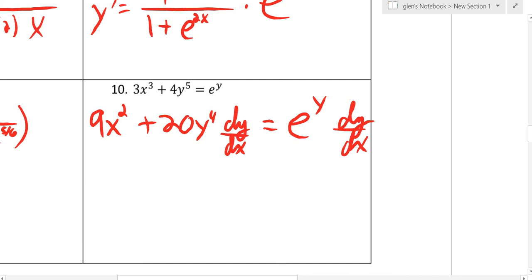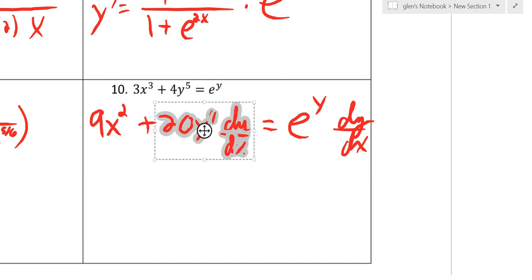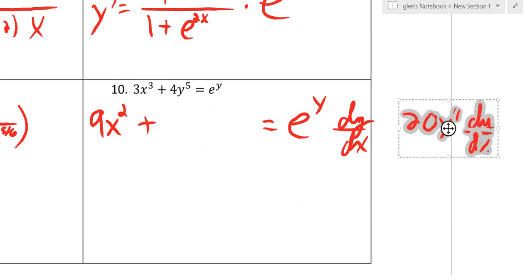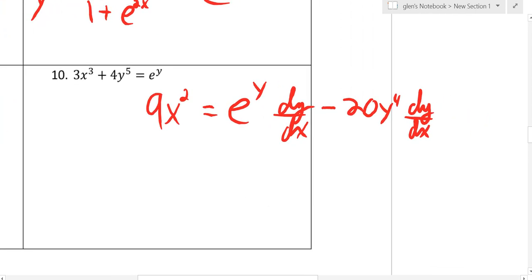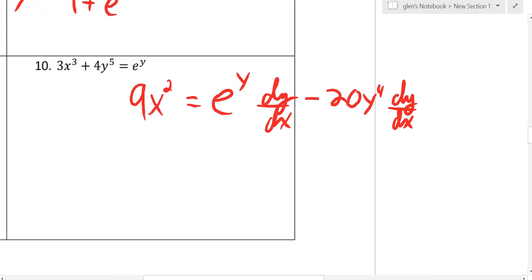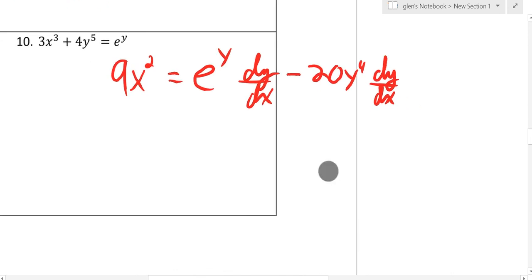Cool? And now, because I can do this digitally, I'm going to move this thing here, because it's got a dy dx, over to this side. But when I do that, it's going to be a minus. Okay? And that puts the 9x squared right here. You can handle that? Do you have to isolate that? We have to get all the dy dx's on one side. Do you have to divide by e to... Well, I'm going to factor out dy dx now.